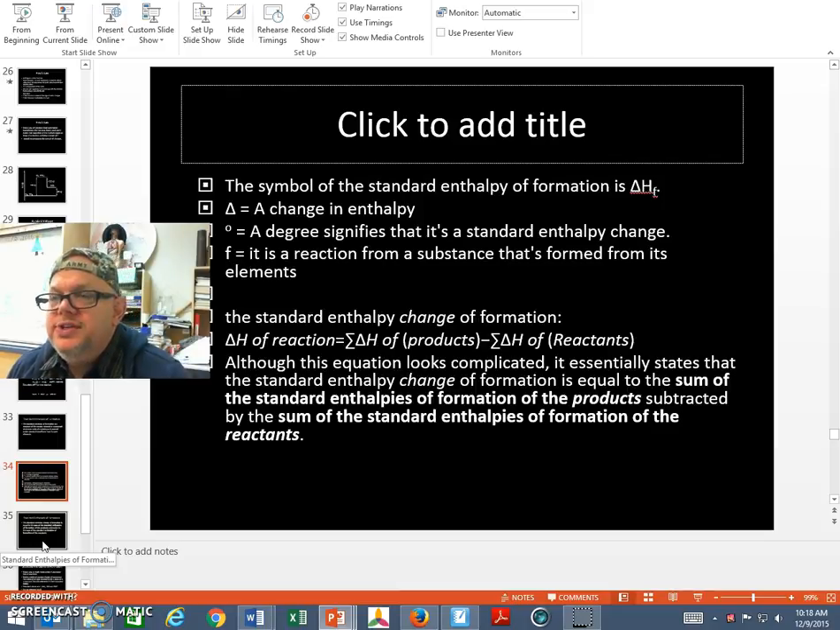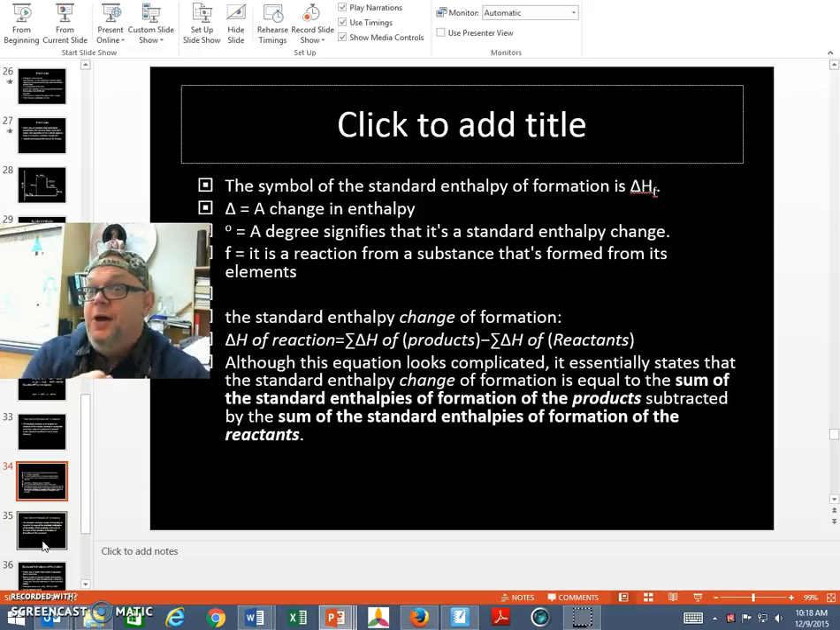So the symbol of our standard enthalpy of formation is delta H f. Delta, of course, is the change, the degree symbol tells us it's a standard enthalpy change, and f is the formation of a substance. That's 4 information elements. I'm sorry, I'm kind of tired. It's what happens when you work with second period AP Chemistry.